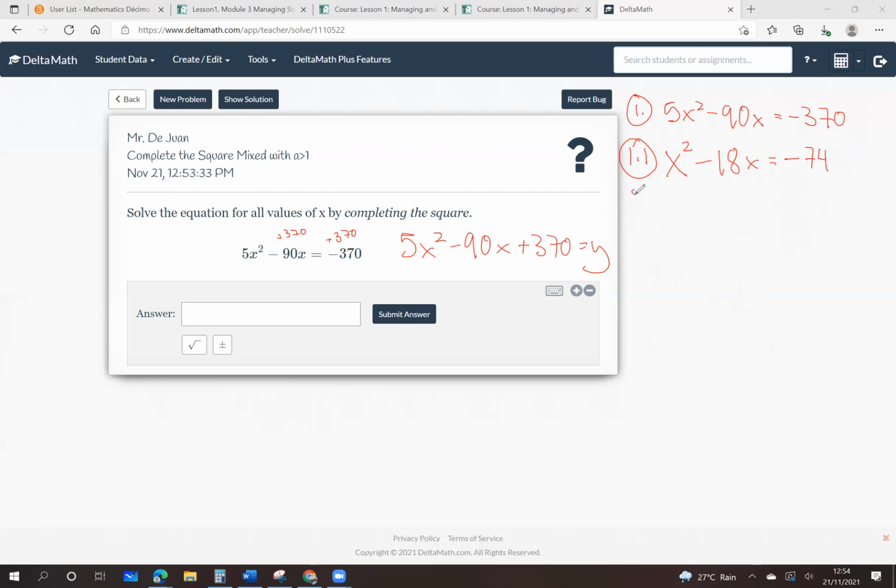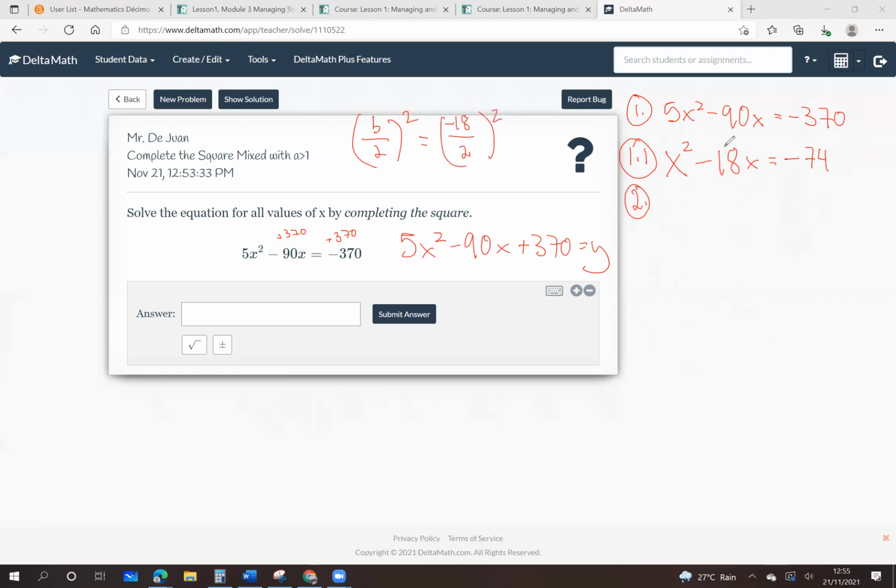Step 2 of the following question. We now need to add b over 2 squared to both sides. What's our b term now? It's now negative 18. Negative 18 divided by 2 squared.